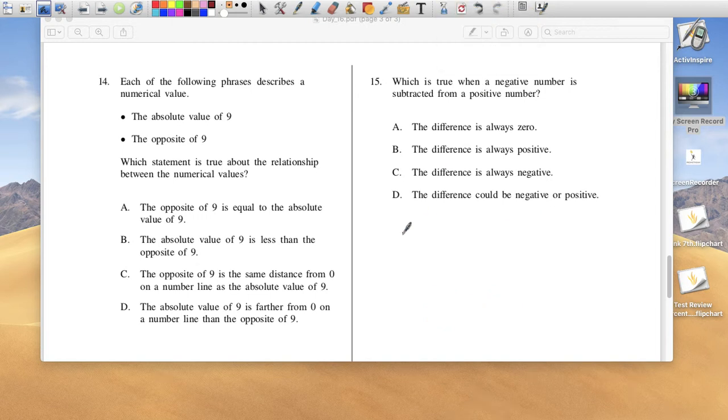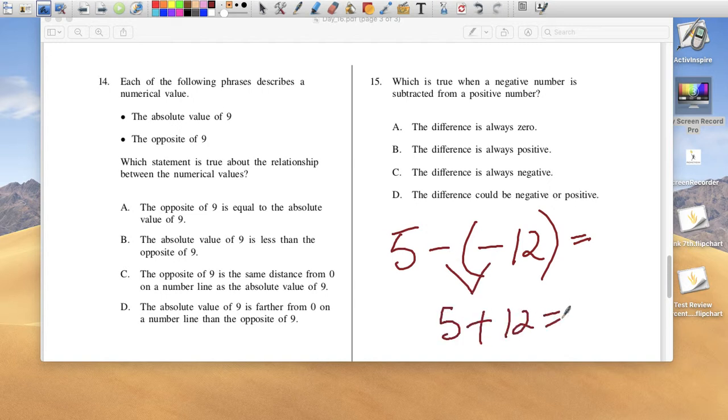Let's try another one. 5 minus, I don't know, subtracting a negative. So let's subtract a big negative. Again, these two become positive, and I get 5 plus. So eventually, no matter what you keep trying, the answer is always going to be positive.